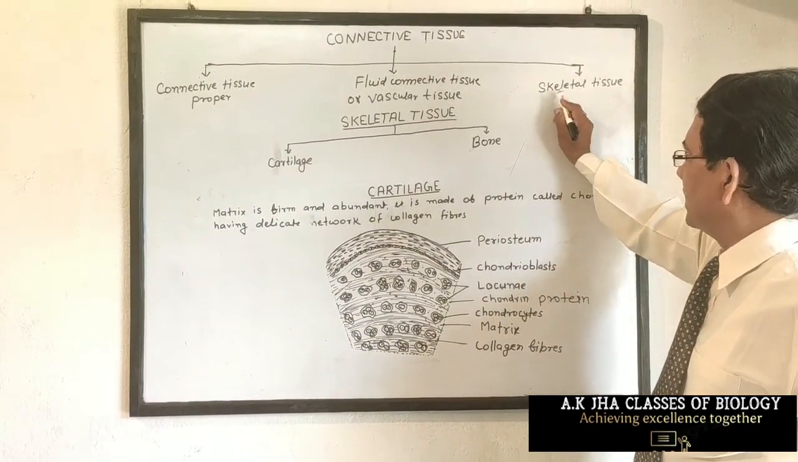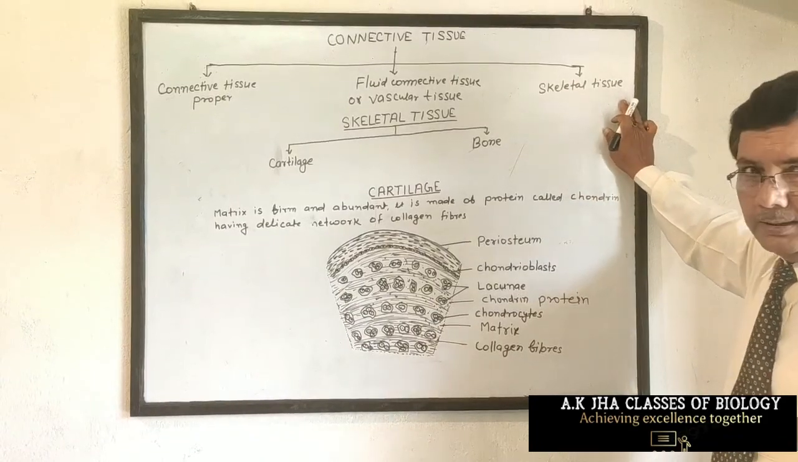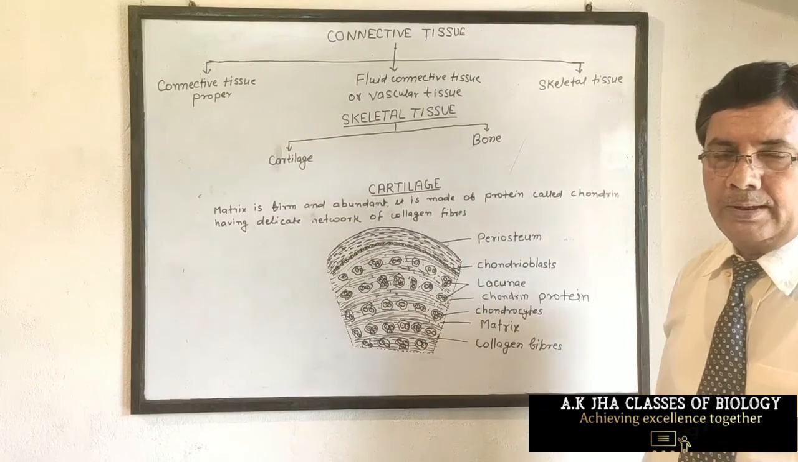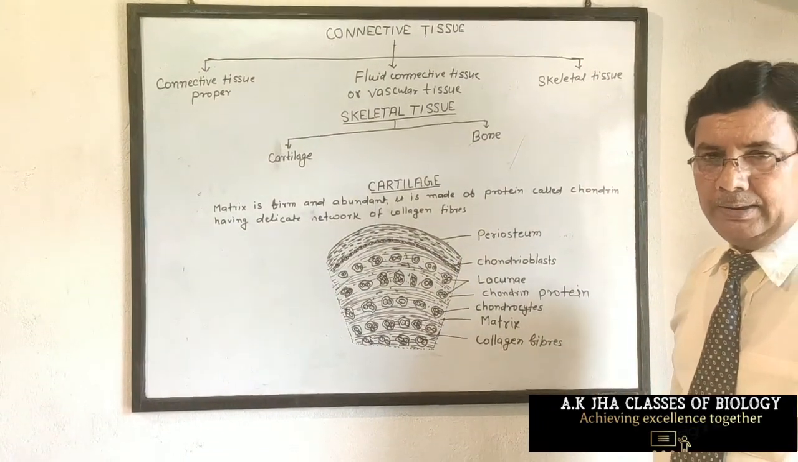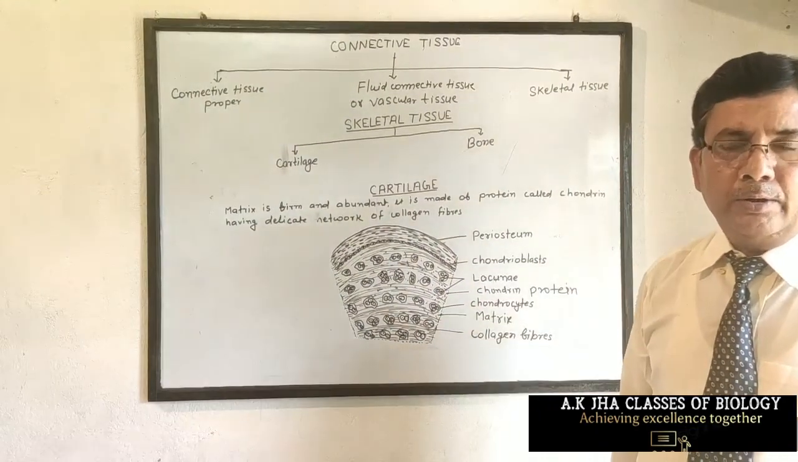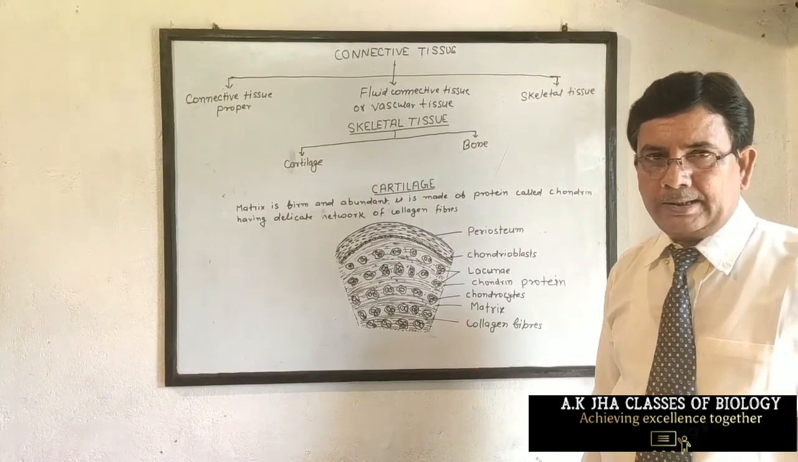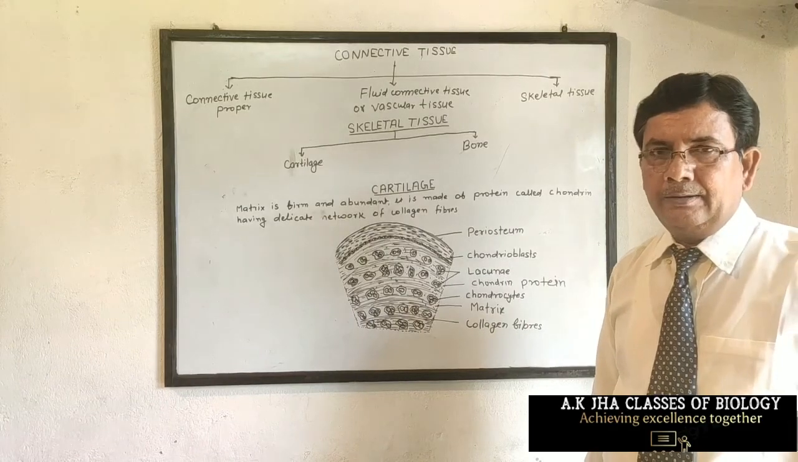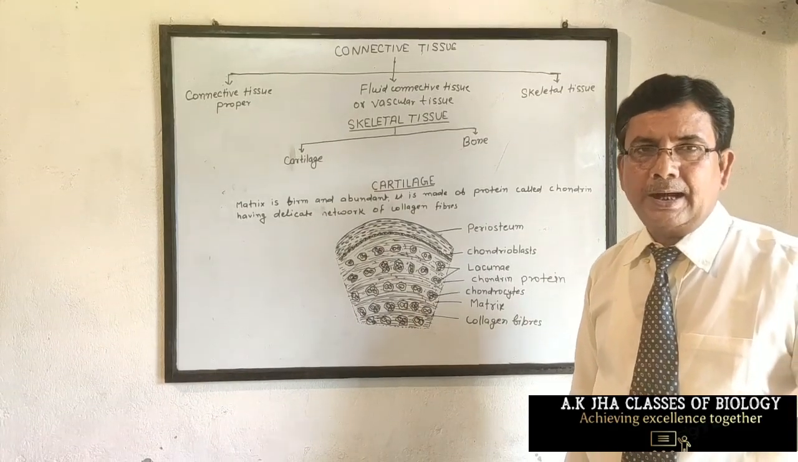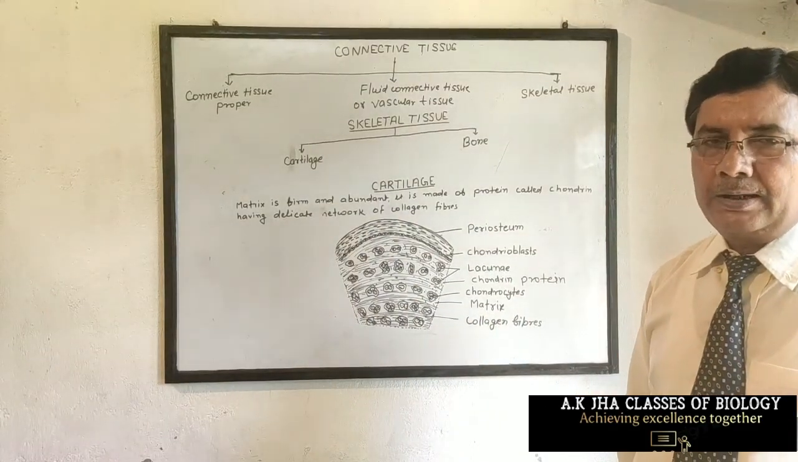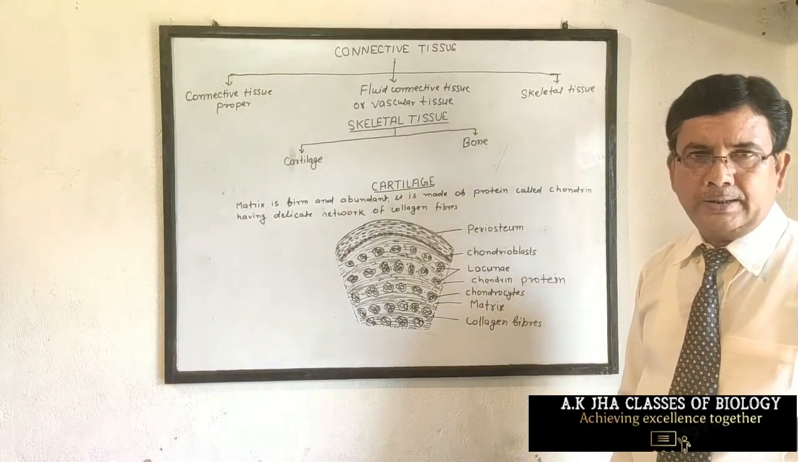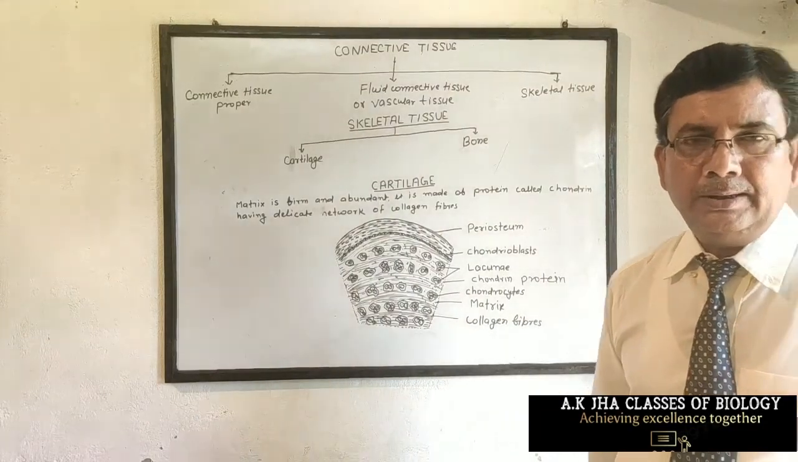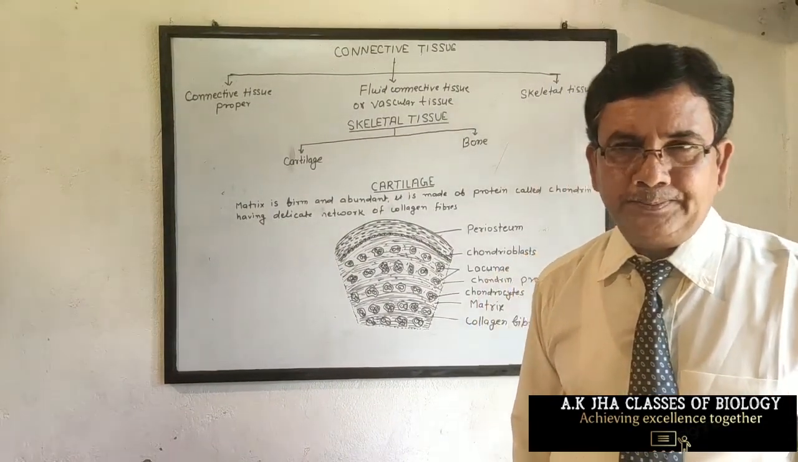Today I am going to explain skeletal tissue, that is the tissue which forms the skeleton of our body. We have an endoskeleton because the skeleton is found inside our body, and on the skeleton we have muscles, and then the muscles are covered by skin. Some animals have an exoskeleton, that is a skeleton present on the outside, and a soft body present inside.